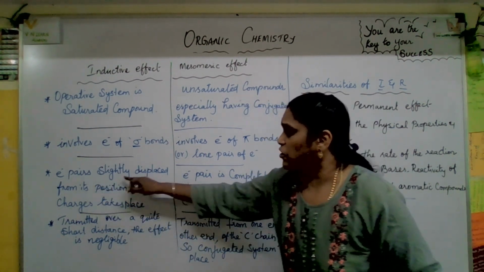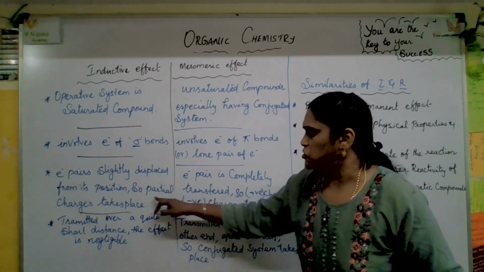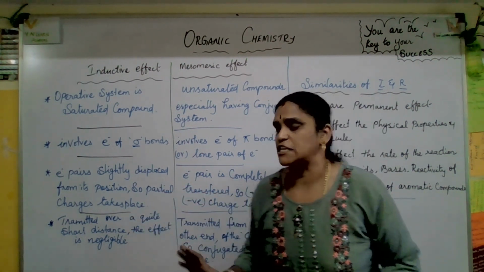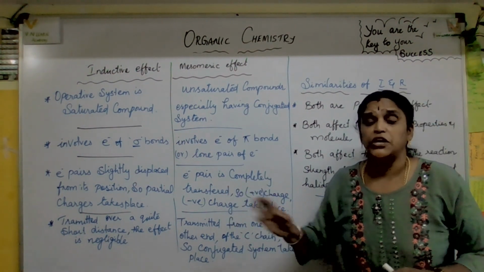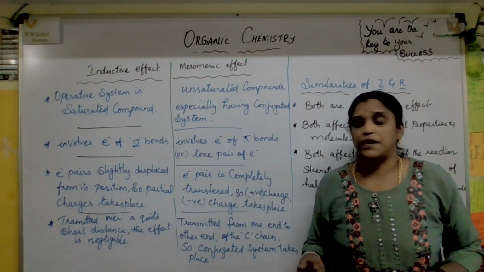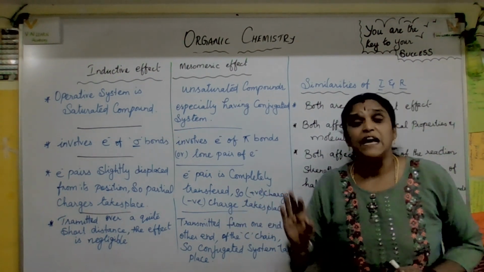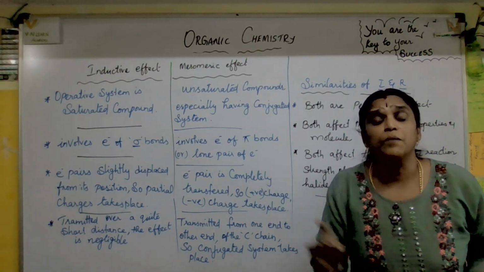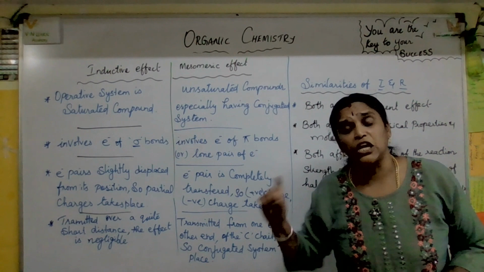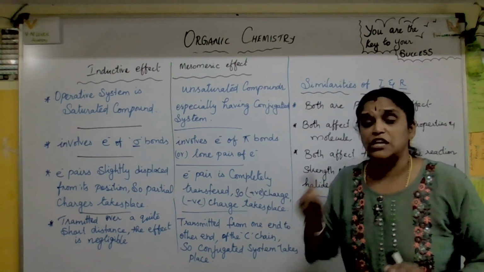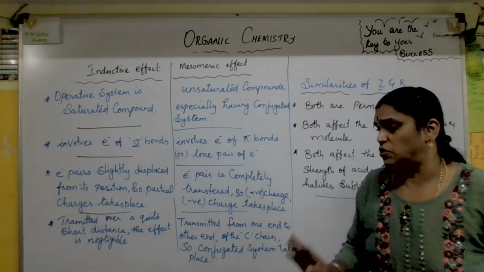So in the inductive effect, electron pairs are slightly displaced from their position, so partial charges take place, whereas in the mesomeric effect, electron pairs are completely transferred. Due to the complete transfer, what happened? Positive charge and negative charge take place. It is an ionic structure, not an ionic bond, please note that point. Completely transferring the electrons, automatically you get a minus charge and a plus charge, one end to another end. Ionic structure only, please note it down once again.